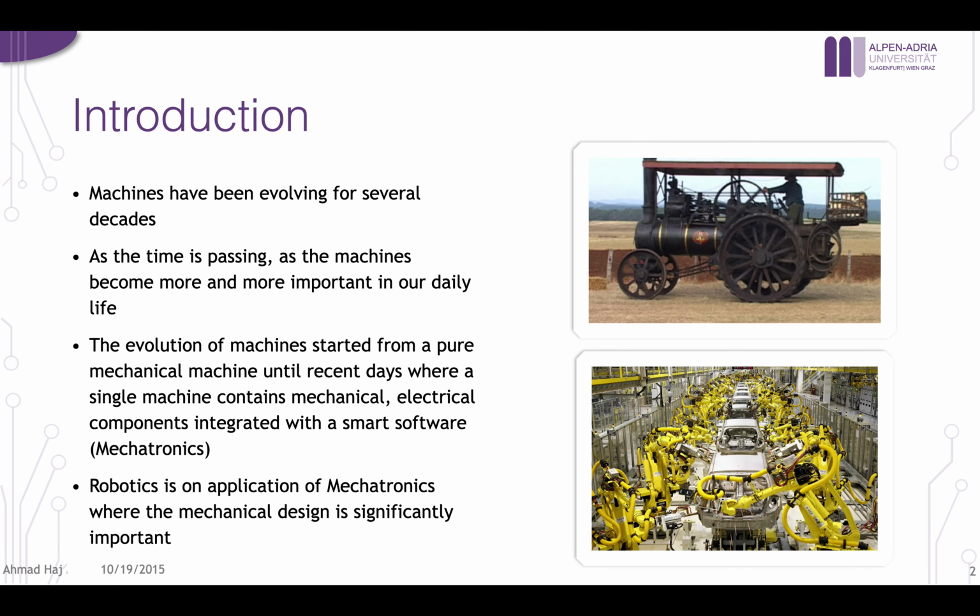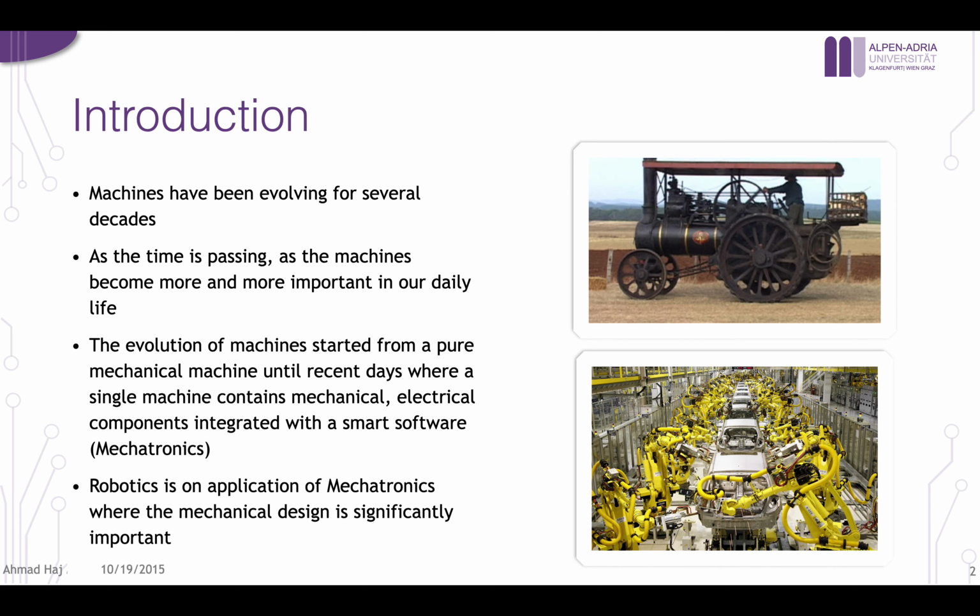Now, machines have been evolving for several decades now, and historically, machines started as pure mechanical systems, for example, pure mechanical cars, and have been evolving over time. And recent machines start to contain other parts like mechanical, electrical, and recently they're more focused also on the smart or intelligent part, which is the artificial intelligence.